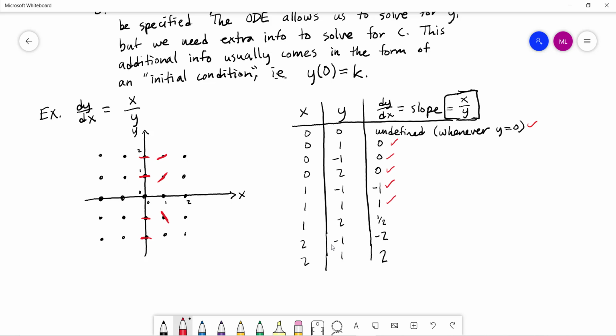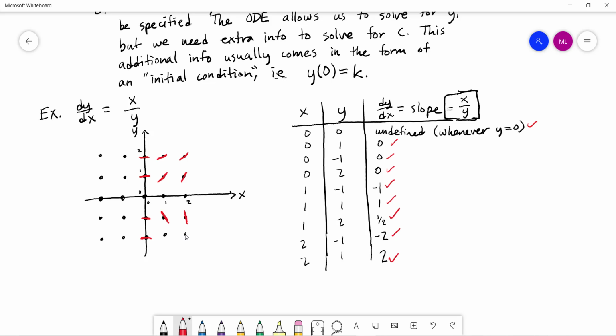If we go to the point 2, negative 1, that's here. That's going to have a slope of negative 2, so that's going to be steep downward. Over here, the point 2, 1, that is a slope of positive 2, so steep upward. And I've taken care of all the ones that we put in the table, so let's just think about them as we go. What is this point going to be? This is the point 2, 2. What is 2 divided by 2? That's going to be a slope of 1.